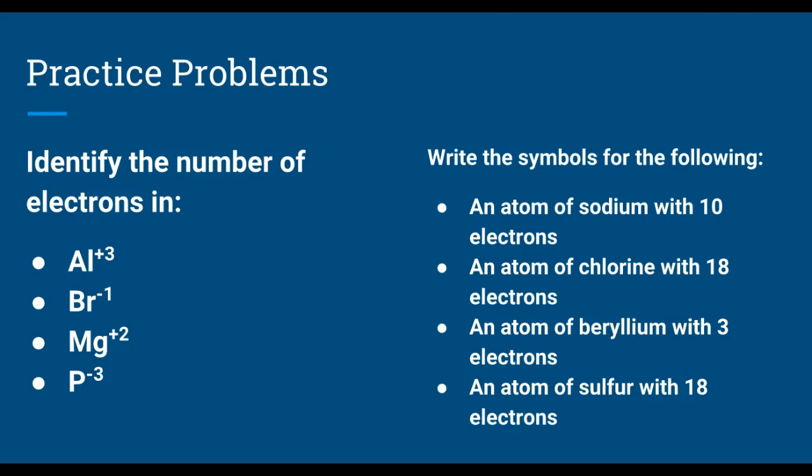After you finish that, I'd like you to write the symbols for the following: an atom of sodium with 10 electrons, an atom of chlorine with 18 electrons, an atom of beryllium with 3 electrons, and an atom of sulfur with 18 electrons. Remember, to write the symbol for an ion, you have to include the charge, plus or minus, and the degree of the charge, 1, 2, or 3.